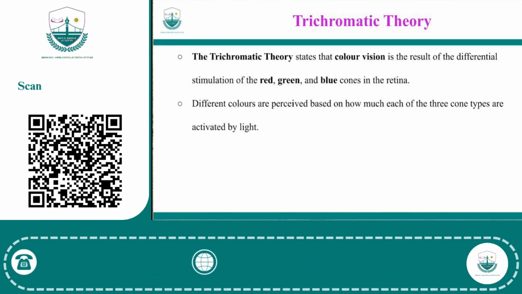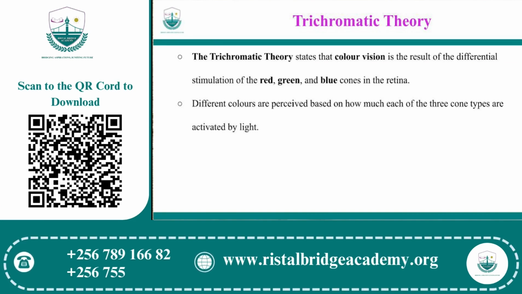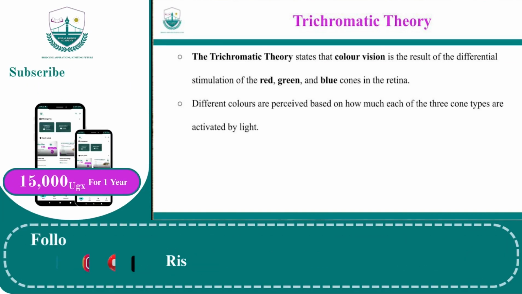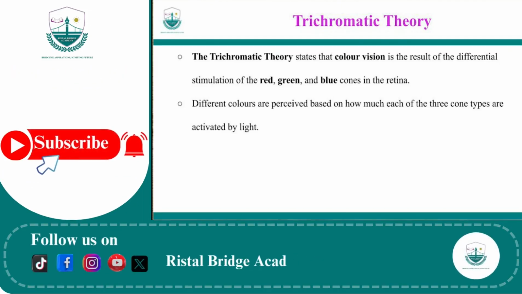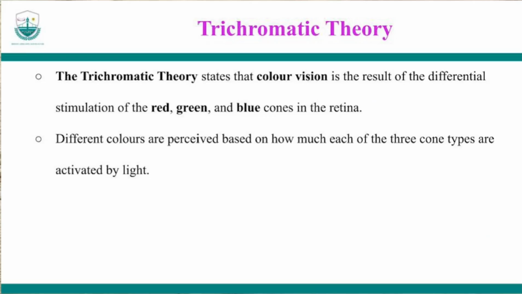Differential stimulation, that's the most important aspect. Differential stimulation means that certain light will stimulate the red cones more than the others. You have certain wavelengths that will stimulate the red or the green cones more than the other.